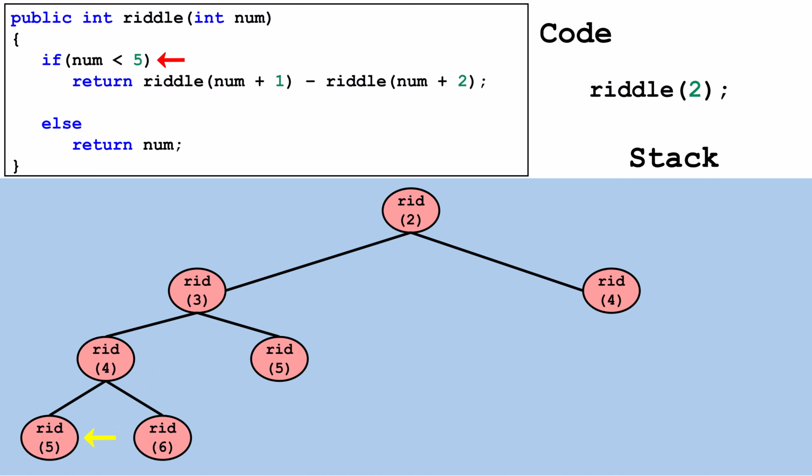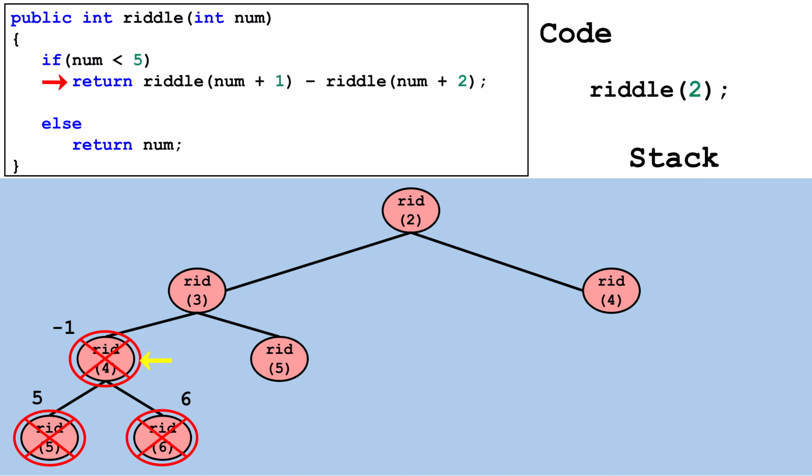Here, num is 5, so we hit the base case, return 5, and pop this frame off the stack. The riddle 6 call also hits the base case and returns 6. Riddle 4 calculates 5 minus 6 and returns -1.